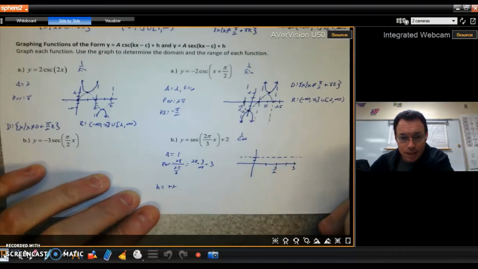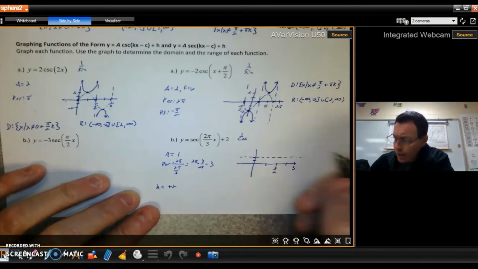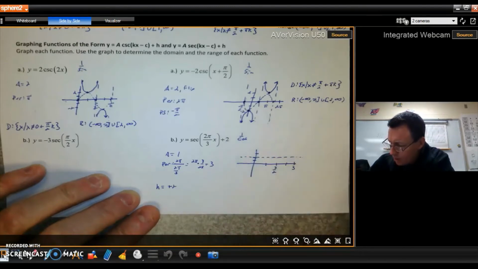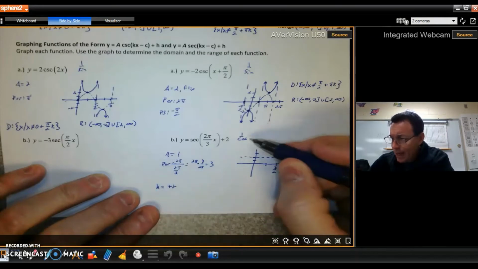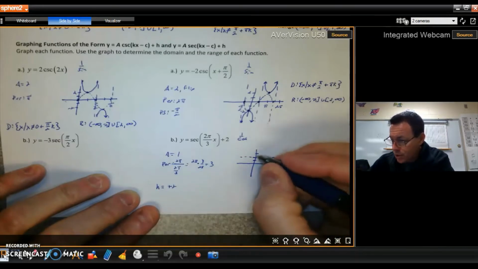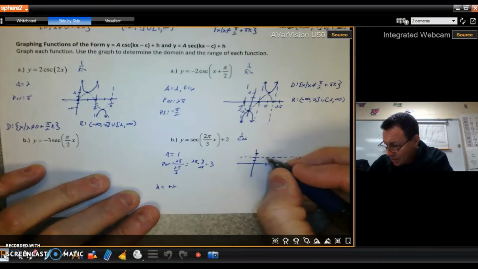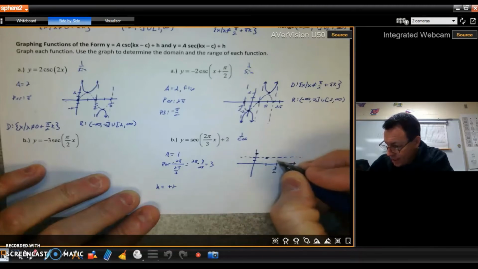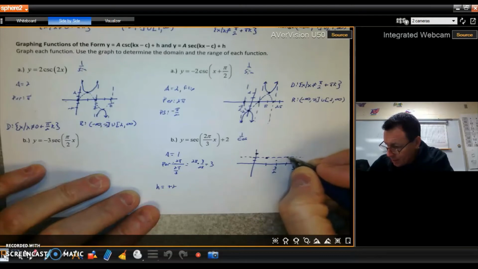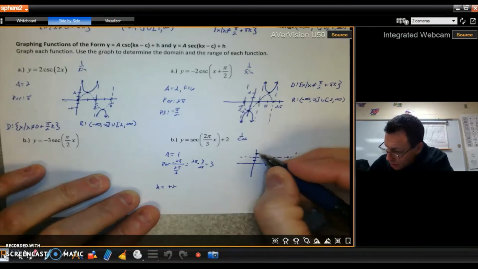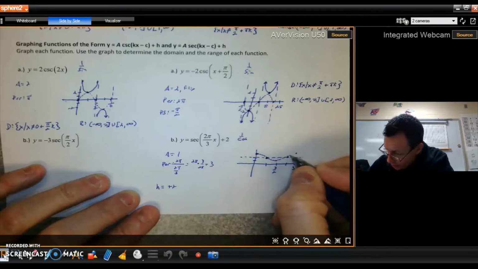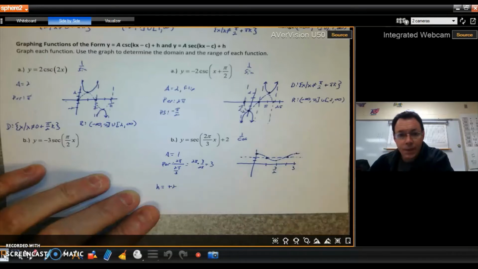Okay, so I also need to shift up 2. 1, 2. So there's going to be a lot of little dotted lines here. First off, I drew my midline. My graph needs to go 1 above and 1 below that midline, because that's my amplitude. I'm going to draw a cosine graph, so it's going to start at its high point. So this is where my graph starts. It's going to come down to the midline at the first interval. At the second interval, it's going to be at my low point. Back up to the midline, and then back up to the high point, which is 1 above. So this is the cosine graph that I drew.